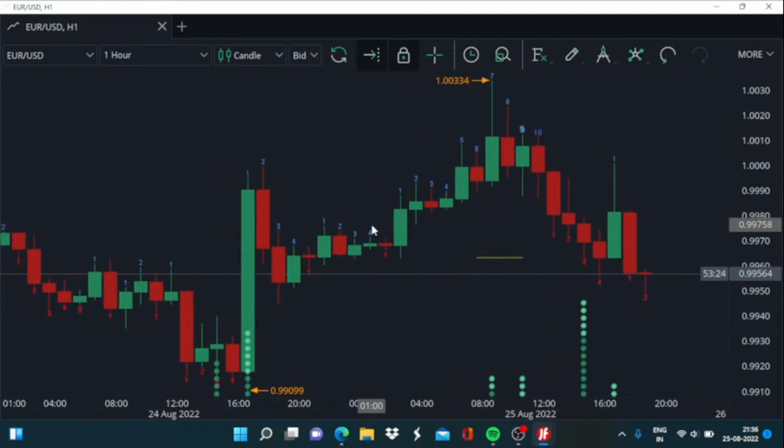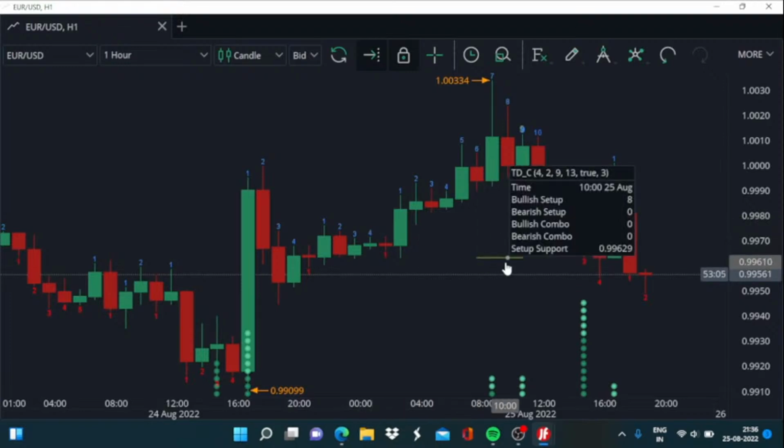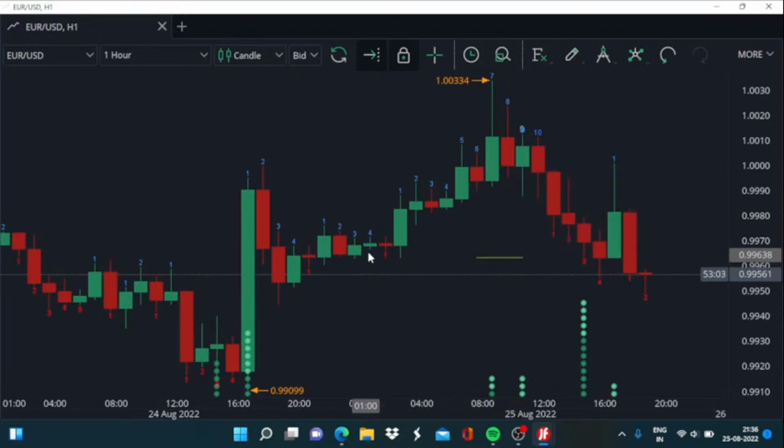All right. The major difference between the TD sequential and TD combo is that there is some difference in the numbering system for defining the patterns and the trend. But in addition to that, we also get these support and resistance levels defined whenever we see the trend holding in either direction.